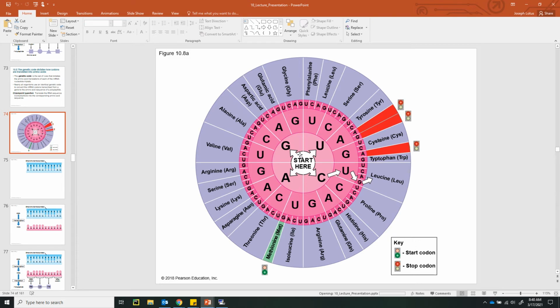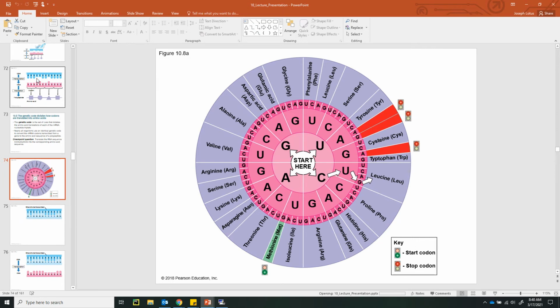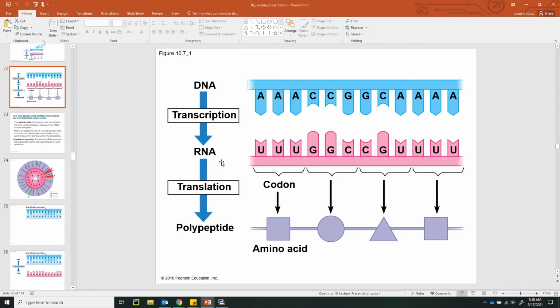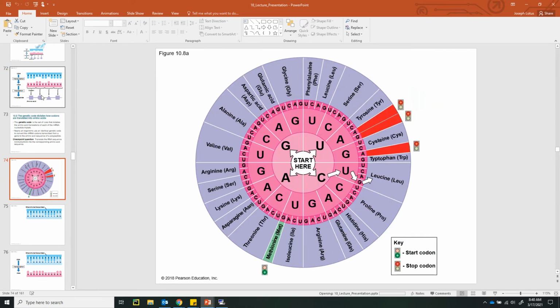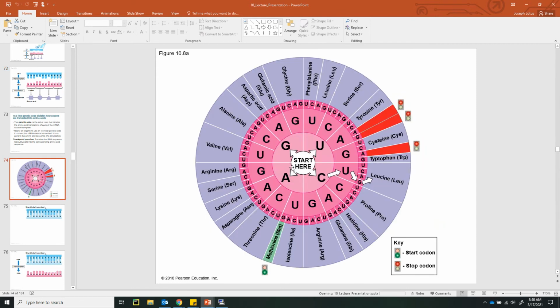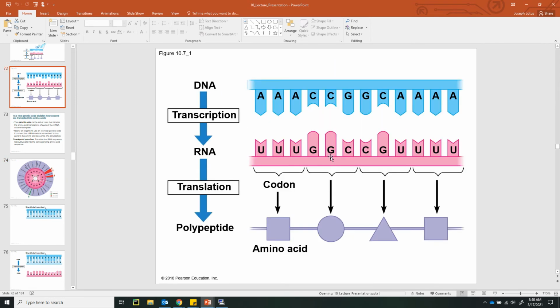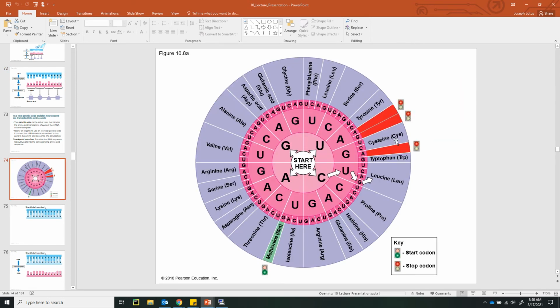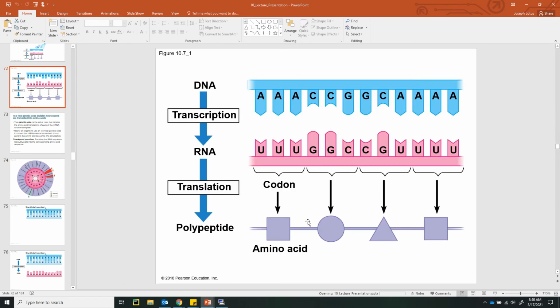But basically, what we do is if we look at the code, so for example, let's look at this code here. UUU, okay, which was the first RNA codon here, UUU. So now we'll go to our codon chart. We'll start here and we'll go to U. Okay, and then the next letter is U, and then the last letter is U. So we know that this codon here is going to code for an amino acid called phenylalanine. So that means that this little square here is a phenylalanine.